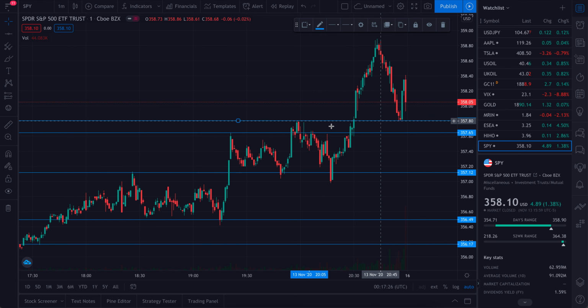level of resistance. As you can see from right here, the line carries right over to here, tested it, bounced directly off of it with large volume, and closed right here. This is just the first example.